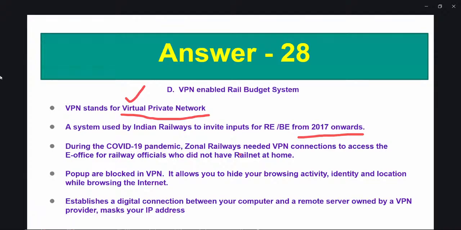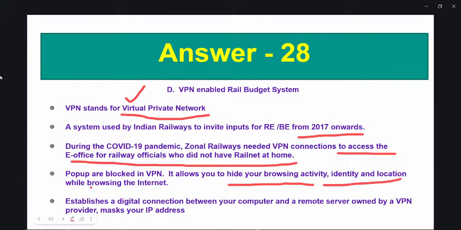During the COVID-19 pandemic, the zonal railways needed VPN connections to access the e-office for railway officials who did not have a railnet at home. Okay. Because here the pop-ups are blocked, the VPN allows you to hide your browsing activity, identity and location while browsing the internet. It is a digital connection between a computer and a remote server owned by the VPN provider. It masks your IP address, internet protocol address. This is implemented by Railtel organization. Okay.